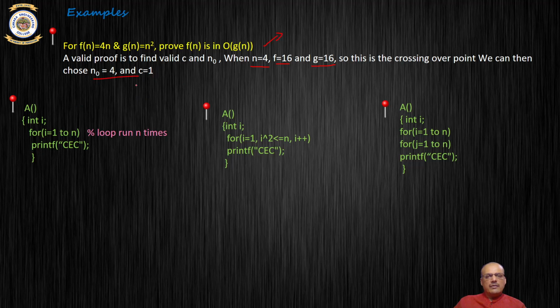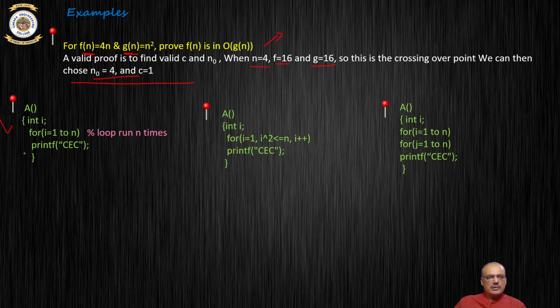And for c is equal to 1, this is the point where the crossover happens, and for all values of n from after 4, for c is equal to 1, f of n is upper bounded by g of n. So f of n is O of g of n. Okay, so that's the proof for it.